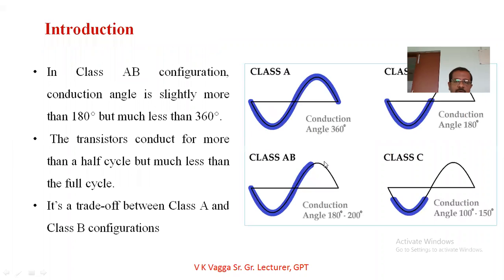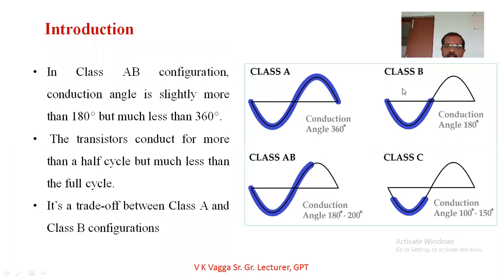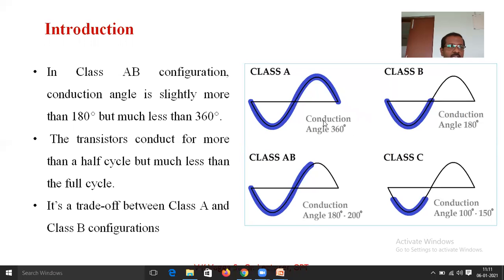Now, in the introduction part, in the previous classes I already explained about class A and class B. In class A, it will conduct for the entire 360 degrees. Observe the blue color line here. The conduction angle is the entire 360 degrees, the full cycle. But in case of class B, which is also studied in the previous classes, it is going to conduct for the half cycle, so the conduction is 180 degrees.